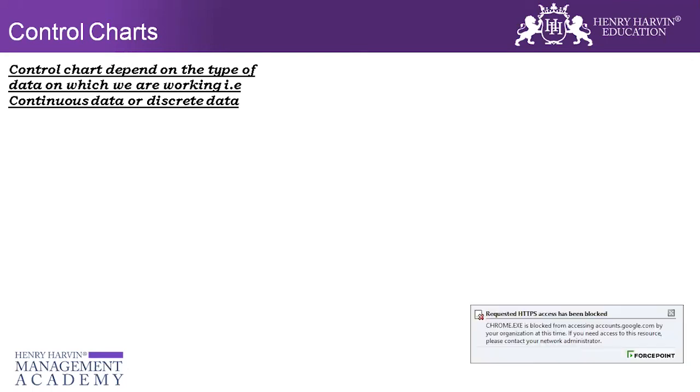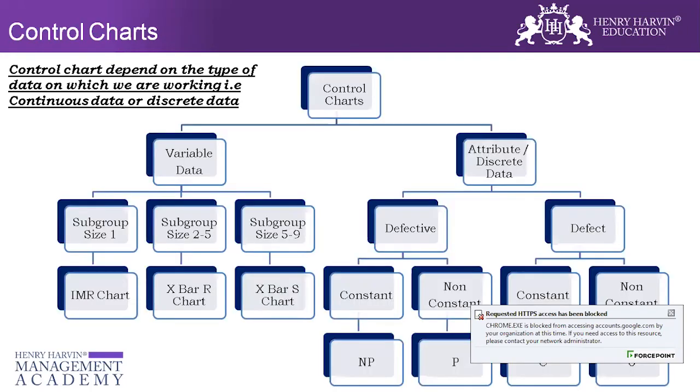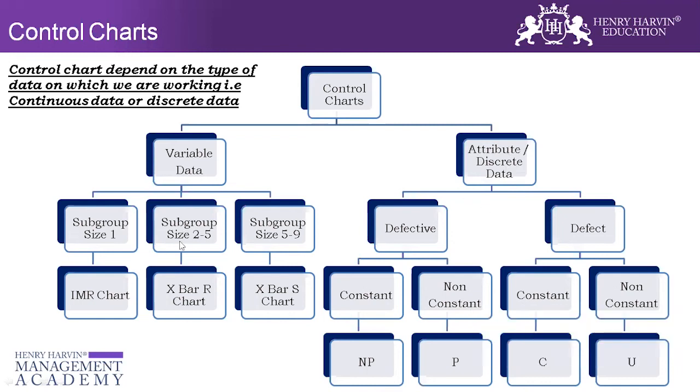So let's get into the control charts and the different types of control charts. Control charts basically depend upon the type of data that we are working on. There are different sorts of control charts for discrete data, and different sorts of control charts for continuous data. When we talk about control charts, we consider variable and attribute. Variable is also referred to as continuous and attribute is referred to as discrete. Under variable, we have different variants.